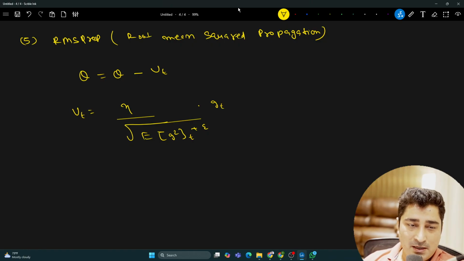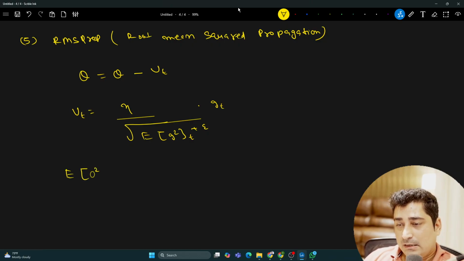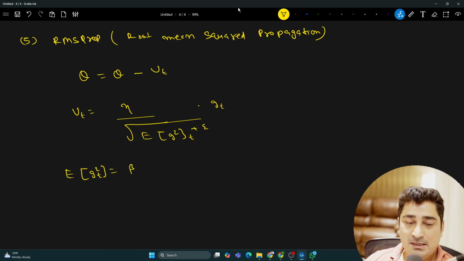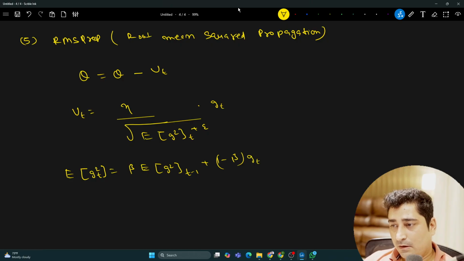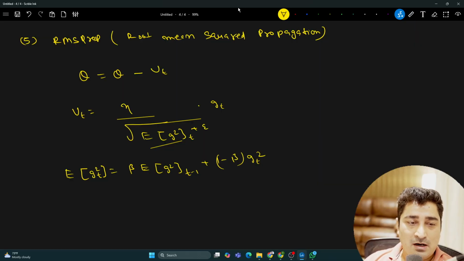So this is the new value that we are able to find out. Now what is the meaning of this E of G of square? The value says that E of G of square at time t is equal to beta, basically a decay rate, for example 0.9 or 0.8, times E of G of square at t minus 1, plus 1 minus beta, again the decay rate, times gt square. So this is the value of this particular component. This is called RMSprop.